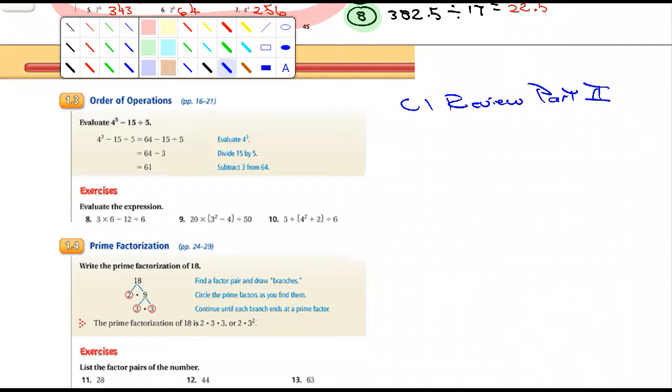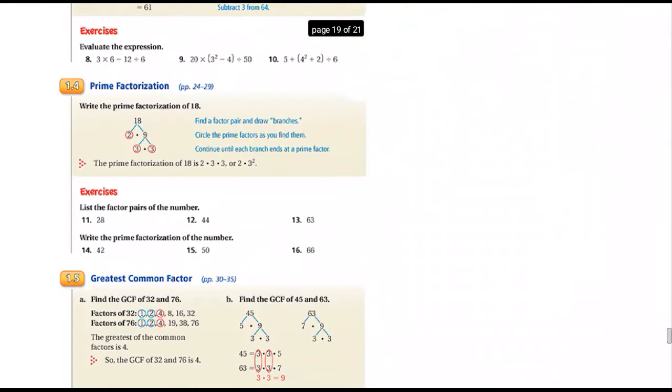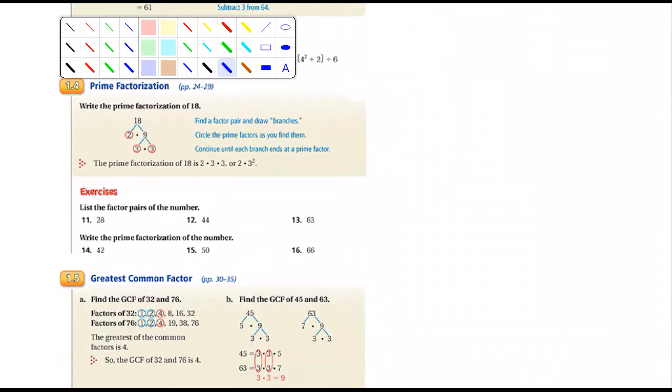So I want you guys to do 8, 9, and 10. And don't forget PEMDAS. The first thing you're going to do in a couple of these problems is what's in the parentheses. So let's look at 1.4, the prime factorization. And again, they give you the page numbers right there that you can go back to if you need to. And for 11 and 12 and 13, it says list the factors or the factor pairs of the number. And actually, all I want you guys to do is just factor them out.